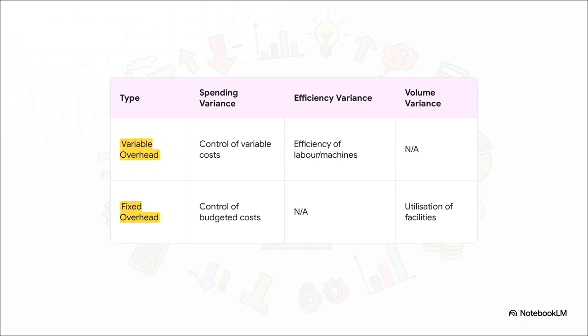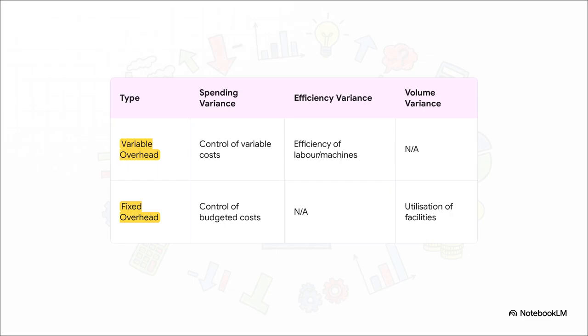And we also have an efficiency variance. Were our teams efficient with their time, or did they run the machines for too long? Okay, now shift your eyes to the fixed overhead row. We still have a spending variance. Did our property taxes go up unexpectedly? But that middle box is empty, and we have a new one on the right, the volume variance.